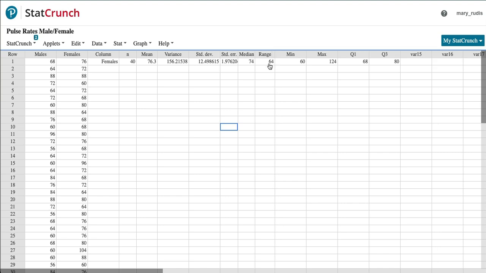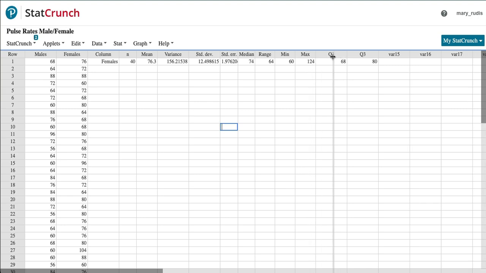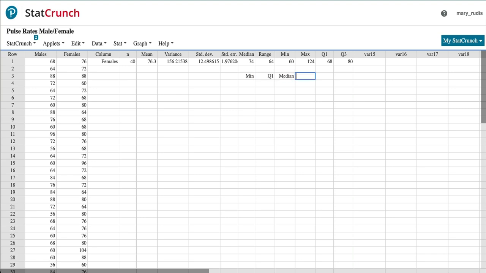We're also not going to be using the range today, although that does give you an idea of how spread out your data is. So our 5-number summary is all here, but it's not in the correct order. If I were to put the 5-number summary in order, we would start with the min, and then Q1 is next, and then the median, and then your Q3, and then your max. A 5-number summary is usually given in that order.